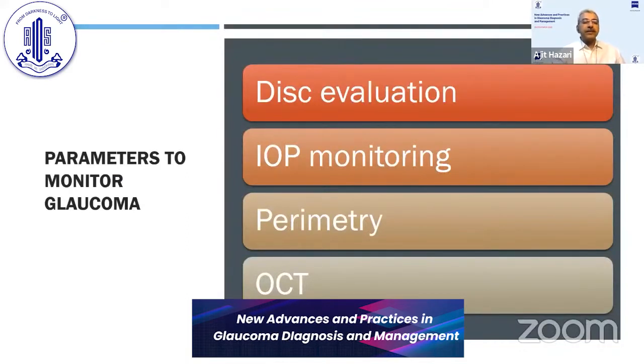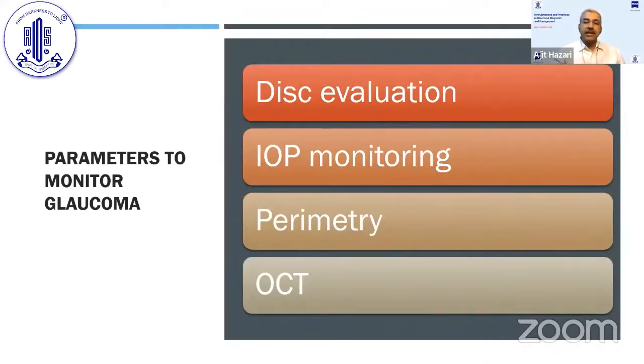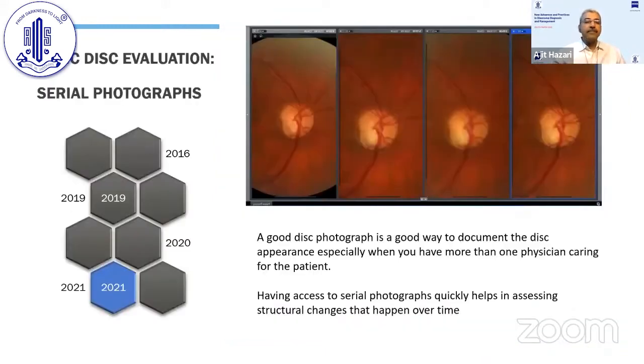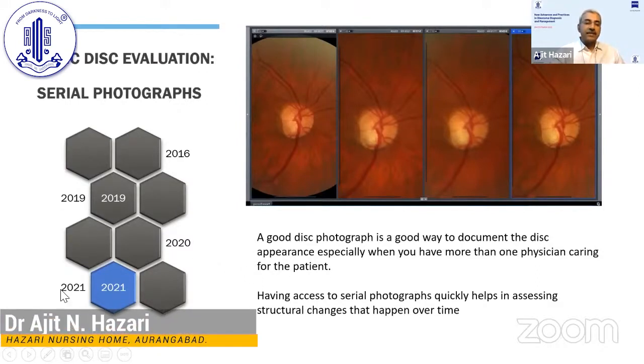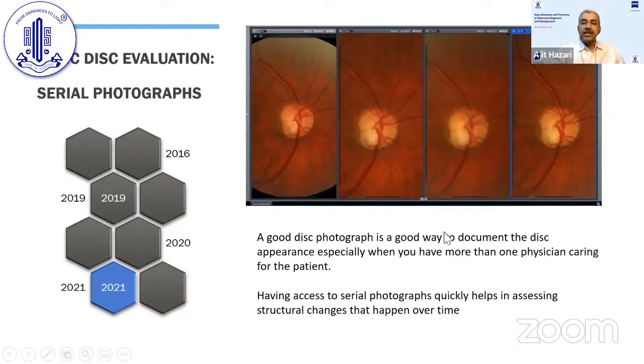We know that the parameters to monitor glaucoma include disc evaluation, IOP monitoring, perimetry, and OCT. A good disc photograph is a good way to document the disc appearance, especially when you have more than one physician caring for the patient. And having access to photographs quickly helps in assessing changes that happen over time.